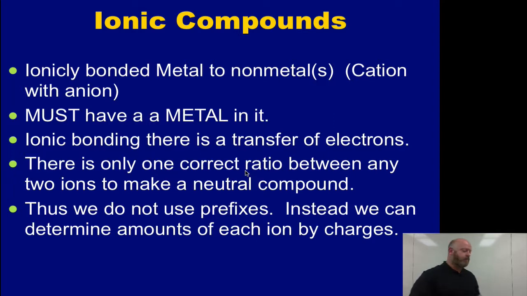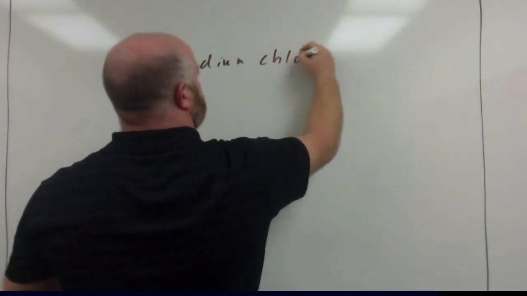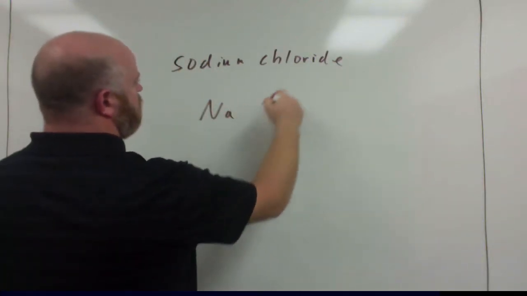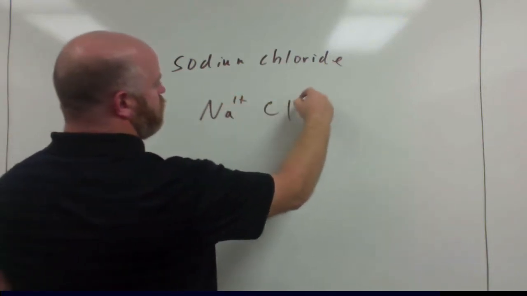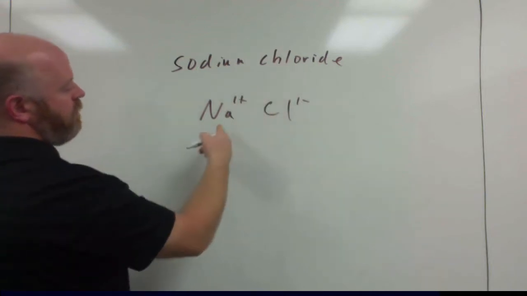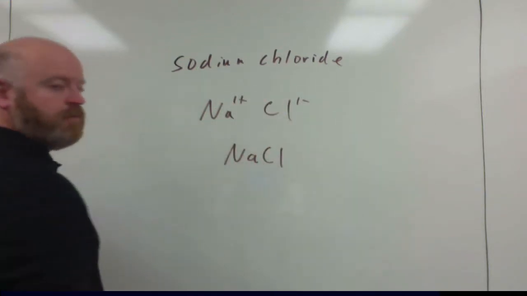So when I say sodium chloride, for example, I have sodium and I have chlorine. Sodium's charge is a 1 plus, chlorine's charge is a 1 minus. So every time sodium combines with chlorine, they're going to do so in a 1-to-1 ratio to make sodium chloride.